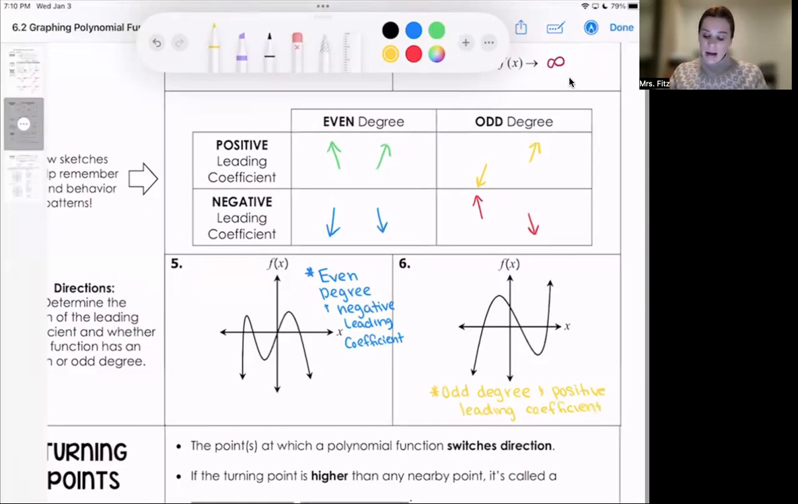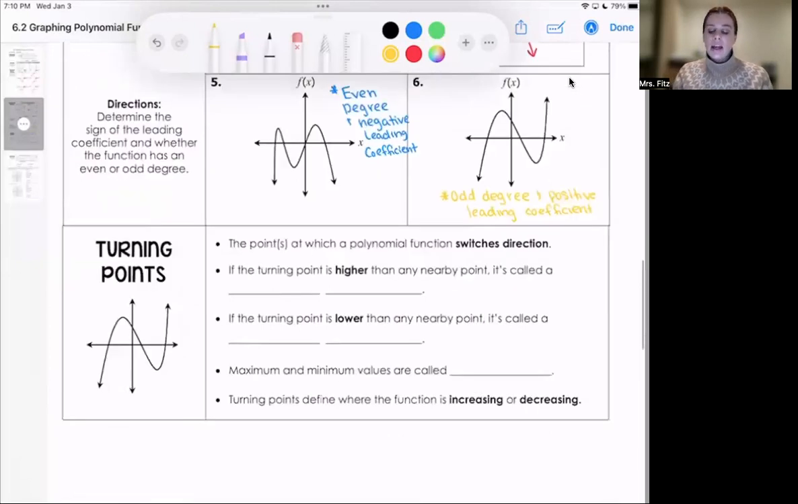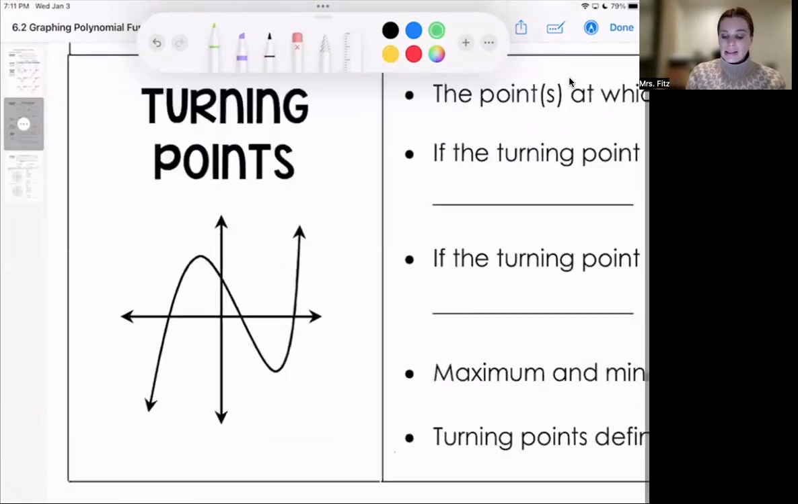Okay, now we have what's called turning points in the graph. And turning points are basically where the graph changes direction. So it changes from either increasing to decreasing or from decreasing to increasing. And you can notice on this graph, it creates these little bumps.